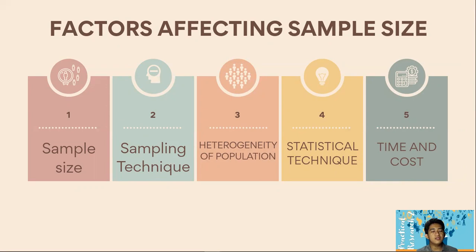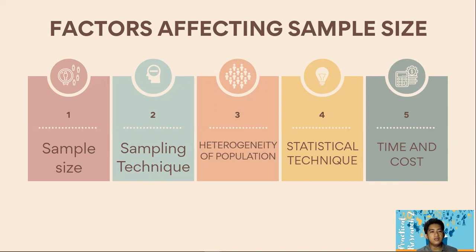Then there are also different sampling techniques that we need to consider. Later, we are going to differentiate the 2 methods of sampling. When it comes to heterogeneity of population, we are going to look into how we are able to distinguish the diversity of the population and how each of it will be represented through the sampling selection.